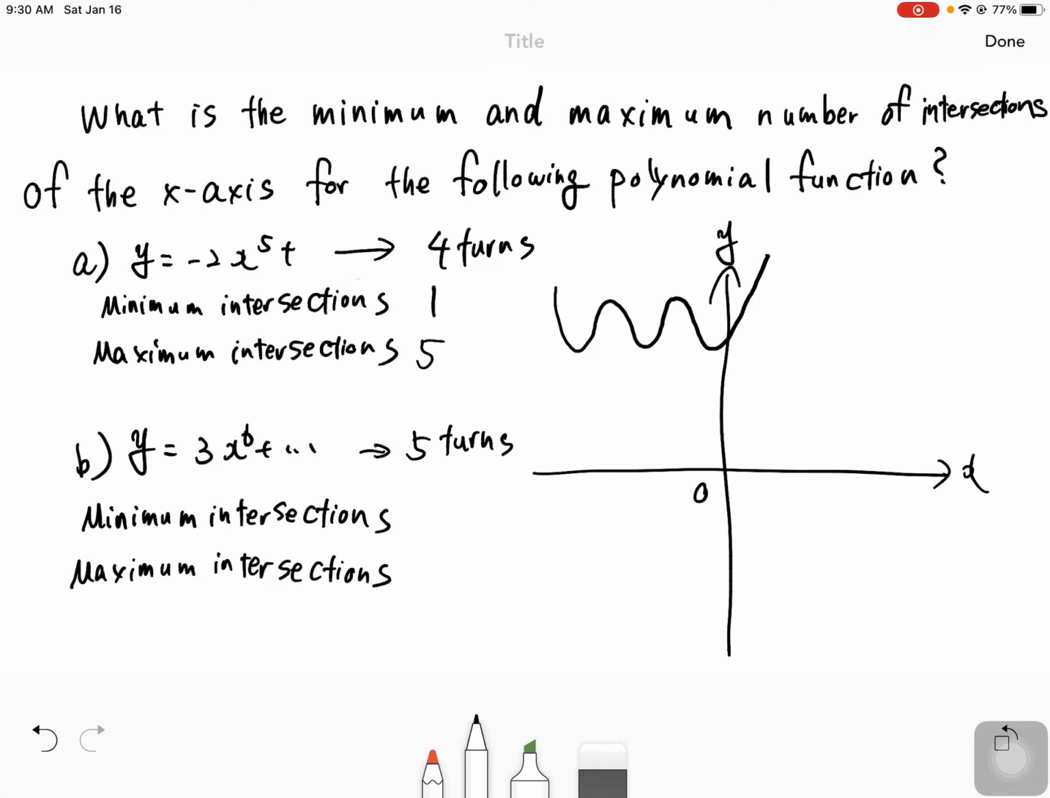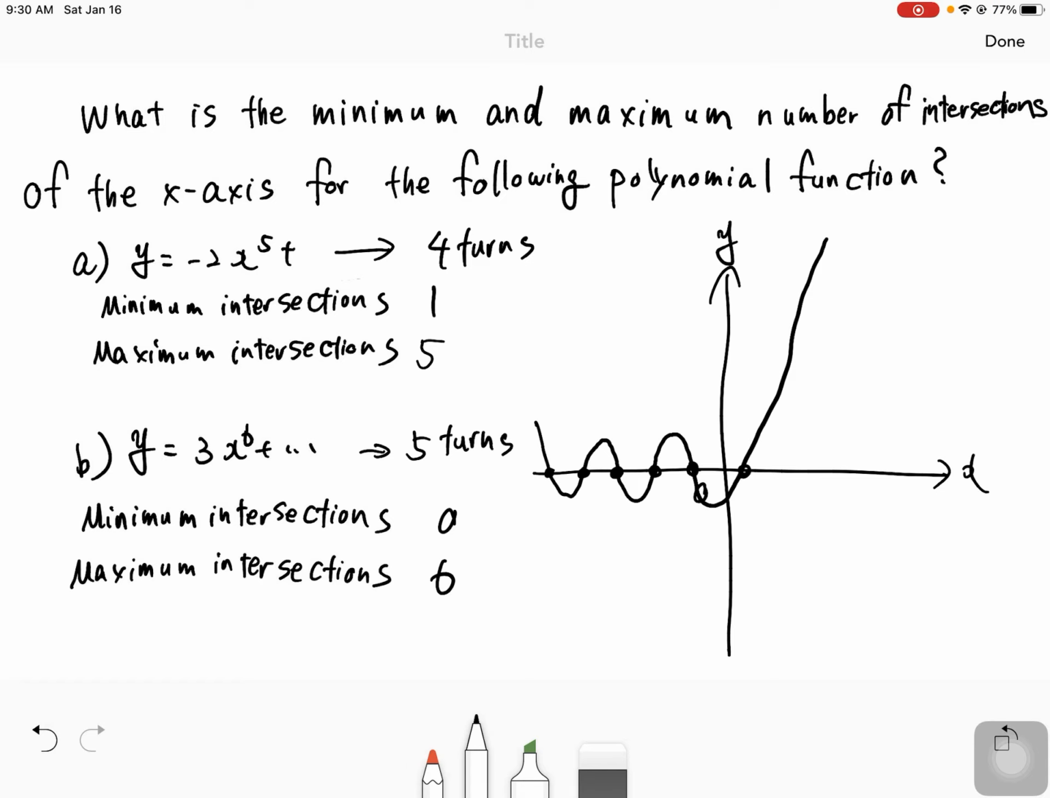Okay. And what are the maximum intersections? If the graph turns around the x-axis, 1, 2, 3, 4, 5. So let me count it. 1, 2, 3, 4, 5, 6. You can have 6 intersections. That's how you count it. But actually, you can compare the degree of the function with the number of maximum intersections. If the degree of the function is 6, maximum intersections is 6. If the degree is 5, maximum intersections is 5.